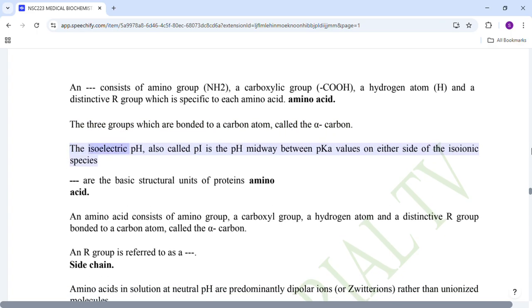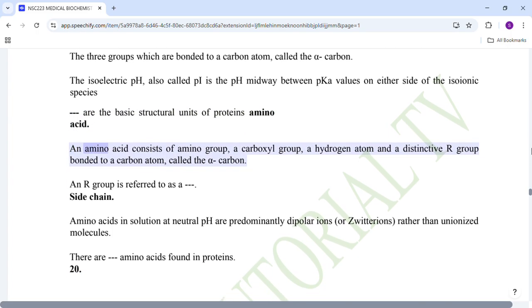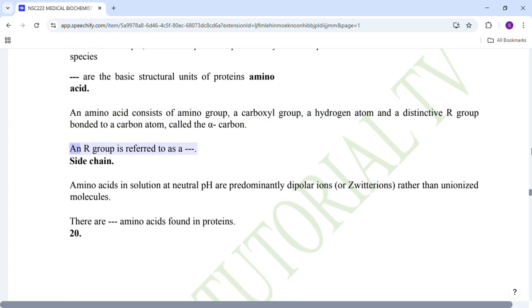The isoelectric pH, also called pI, is the pH midway between pK values on either side of the isoionic species. Amino acids are the basic structural units of proteins. An amino acid consists of an amino group, a carboxyl group, a hydrogen atom and a distinctive R group bonded to a carbon atom, called the alpha carbon. An R group is referred to as a side chain.